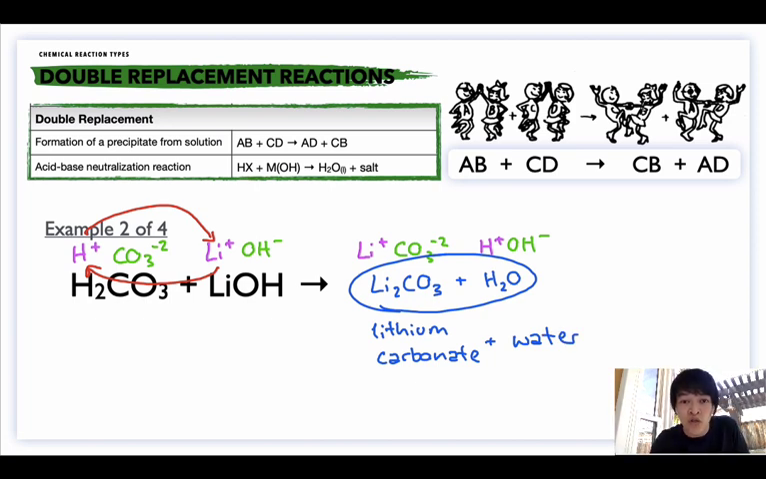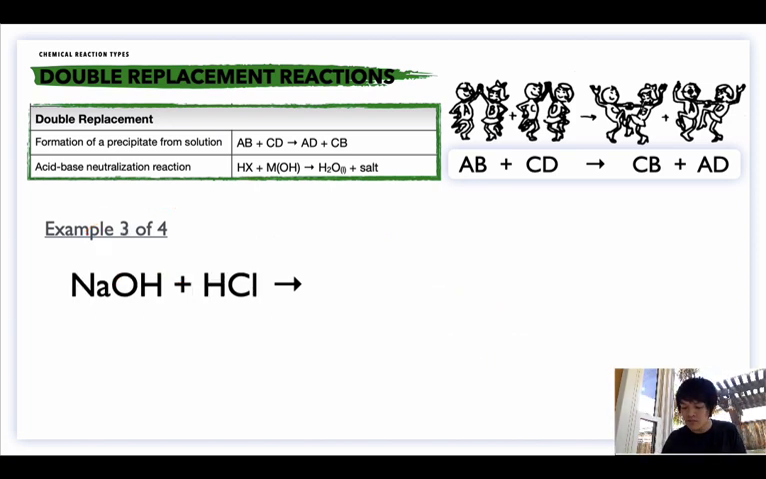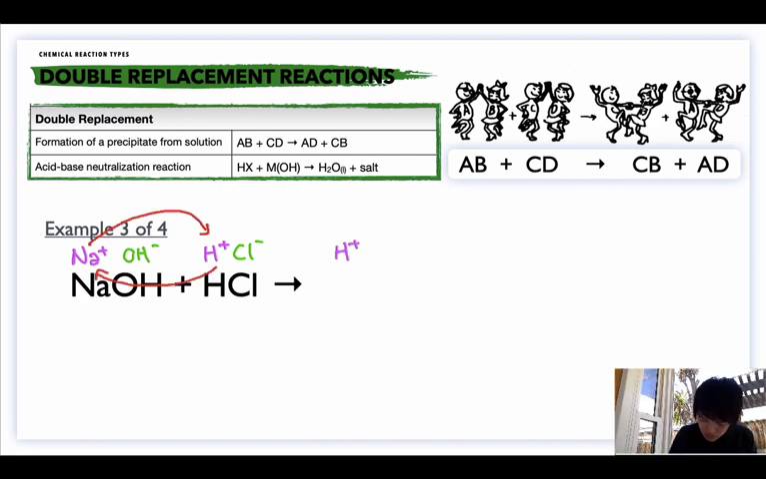Okay, let's go ahead and do our third example now. We have sodium hydroxide here reacting with hydrochloric acid, and this seems to be an acid-base reaction again. So we're going to start off again the same way. Now once you have the charges, you do a swap for the double replacement. And after you do a swap, you go ahead and combine the ions.